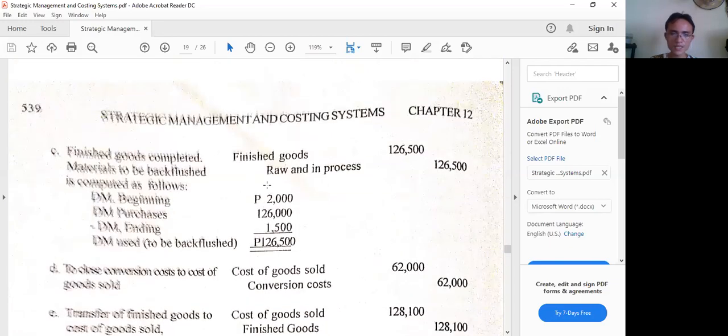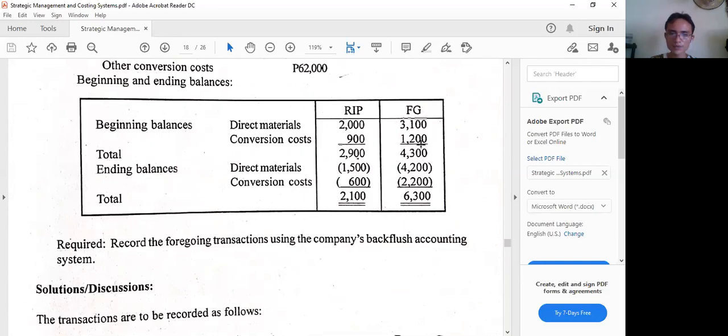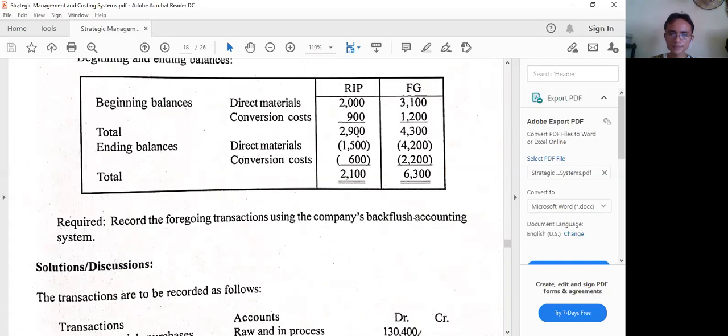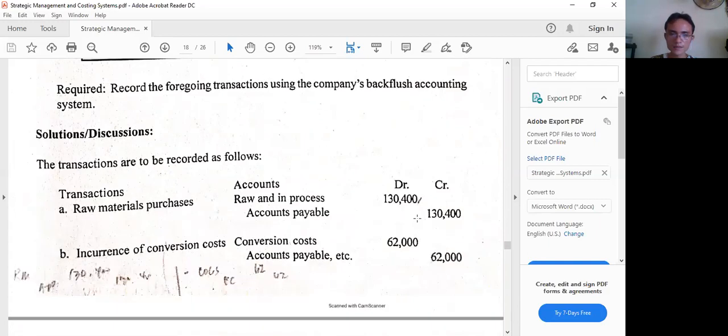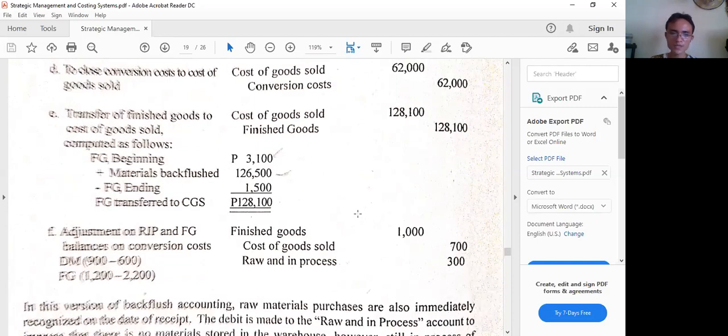Finished goods beginning, that's at 3.1. Okay, so that's the reason we have an example here, which is given, 3.1. Then 3.1 plus the finished goods 126,500 minus 1.5 is the amount. So this is the amount to be closed to cost of goods sold. Finished goods will be the credit.